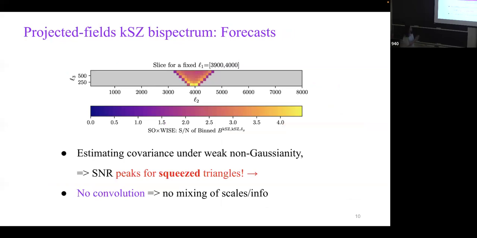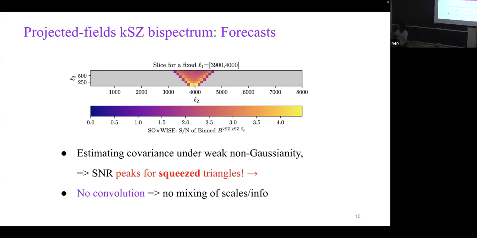Right. So moving on to the forecasts. As I said, by default, we restrict the galaxy modes to an Lmax of 700, or just the linear regime. And we basically forecasted the detection significance of the signal as a function of your triangles. So we estimated the covariance assuming weak non-Gaussianity, and I can go more into that if there's questions, but basically, we forecasted the signal to noise ratio using the previous theoretical model and the covariance matrix, and we showed that the SNR peaks for squeezed triangles.